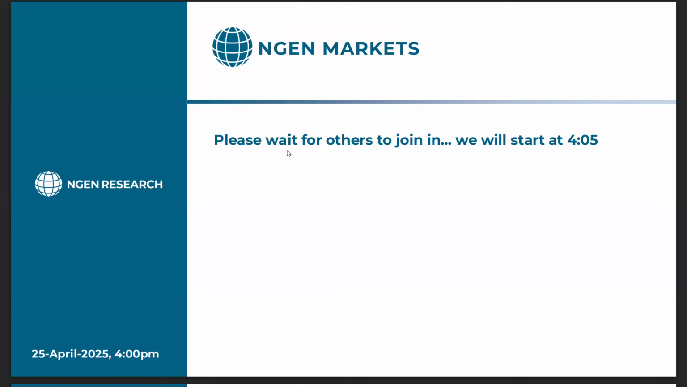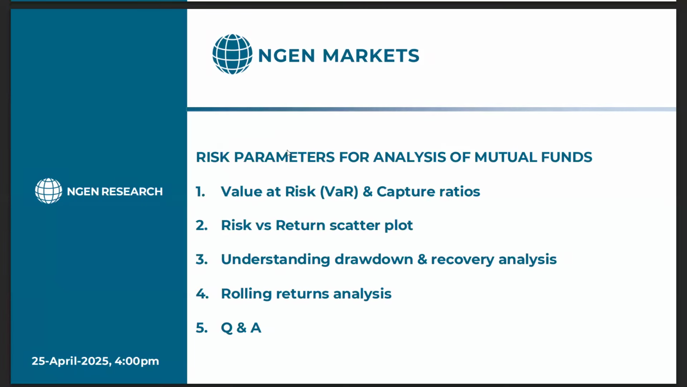Meanwhile, others join in. Let us have a look at today's topic. Today we'll be looking at the various risk parameters that are used for analyzing mutual funds. We'll be looking at value at risk, up capture and down capture ratio, followed by rolling analysis, and lastly, drawdown and recovery analysis. At the end, the forum will be open for a Q&A session.